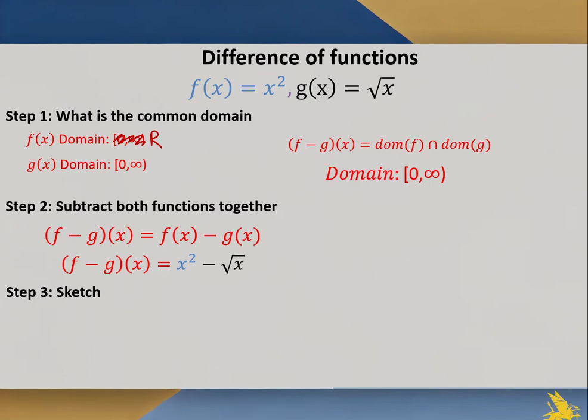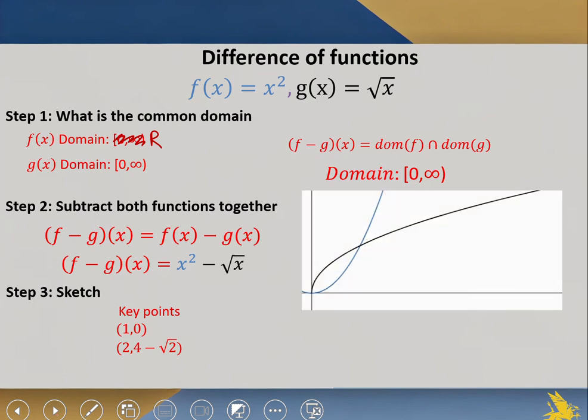It does help finding a few key points. One of the key points I like to find is an x-intercept if we need it. So I can make y 0 and solve for that. At x equals 1, y will be 0. And then I can pick another spot, 2. At 2 it will be 4 minus square root 2. That's just substituting it into my equation.